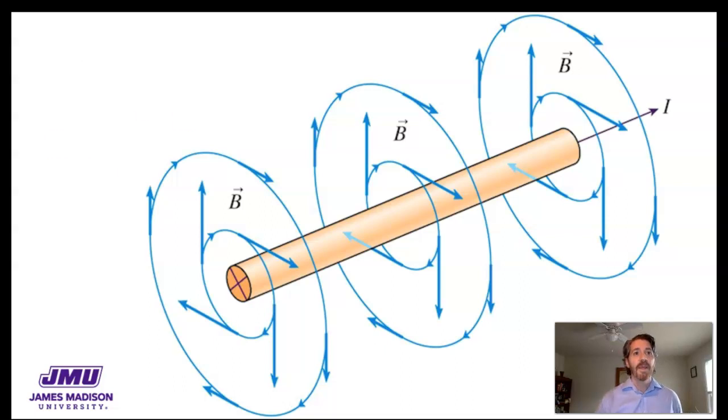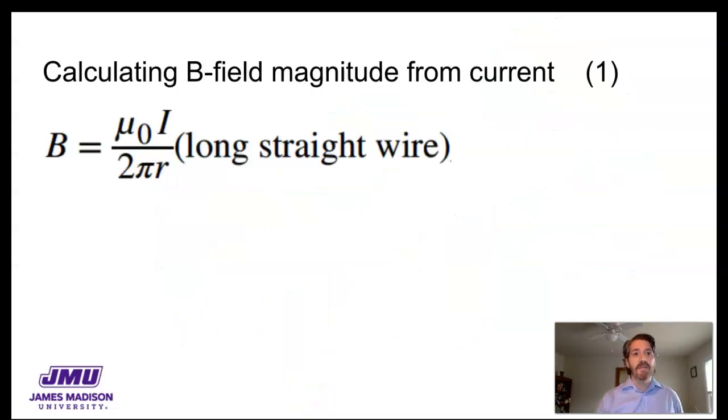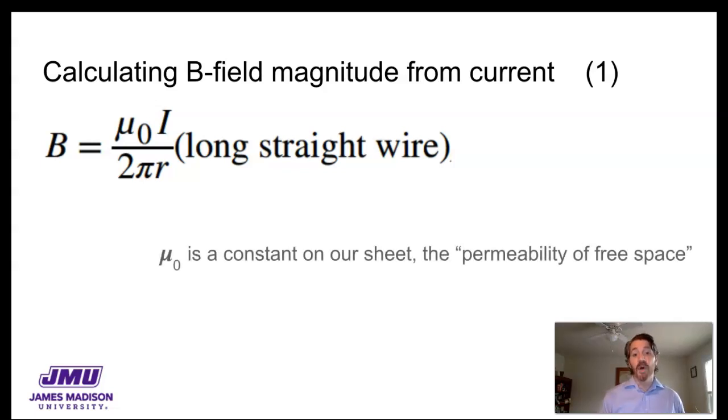The strength of the magnetic B field is calculated by this equation. B equals mu naught times I over 2 pi r around some long straight wire, where mu naught is a constant that is on our sheet. It is one of those constants that allows the metric system to make sense of the universe. It is called the permeability of free space. I is, of course, the current, and 2 and pi, and r is the distance at any point from the current.